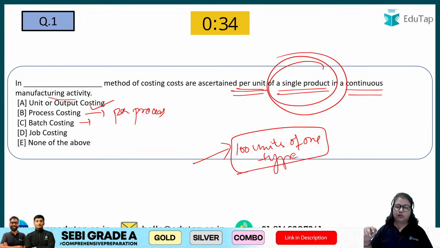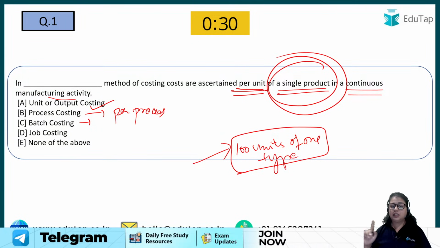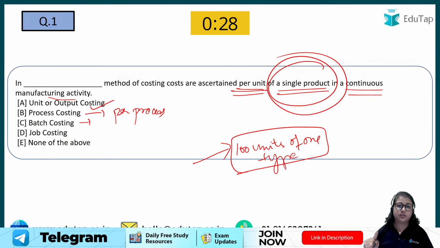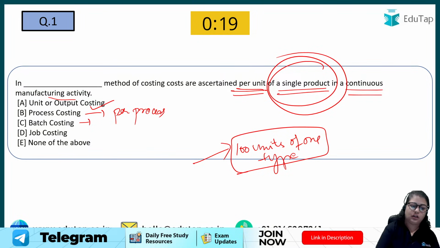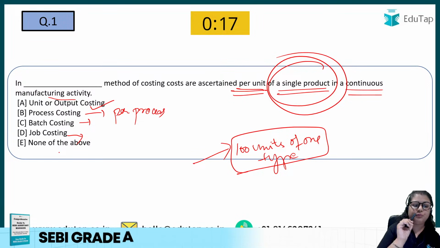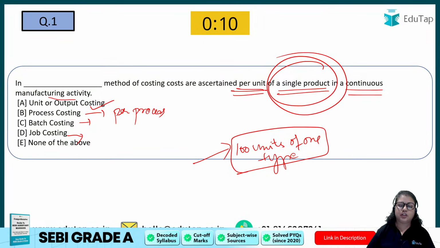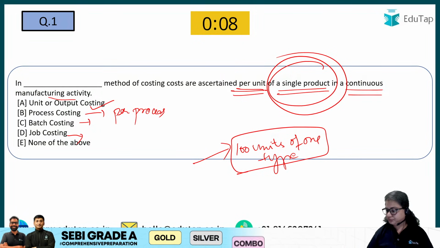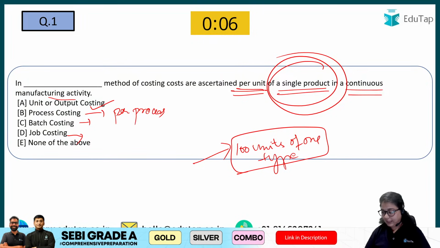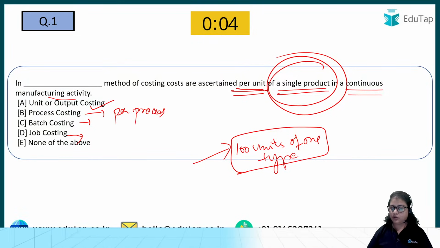Similarly, in job costing also we try to find out the cost of a unit of a product, but here the manufacturing is not continuous because the product is customized according to the special requirements of the customer. So the continuous manufacturing activity is not a feature here. Hence the best suitable method of costing in which we can find out the cost per unit of a single product is unit or output costing. So the answer is A, unit or output costing.